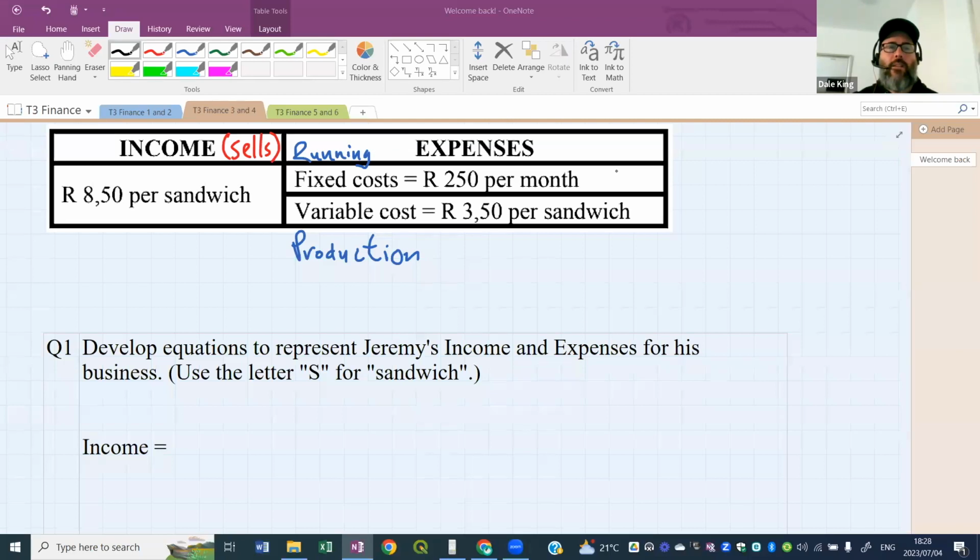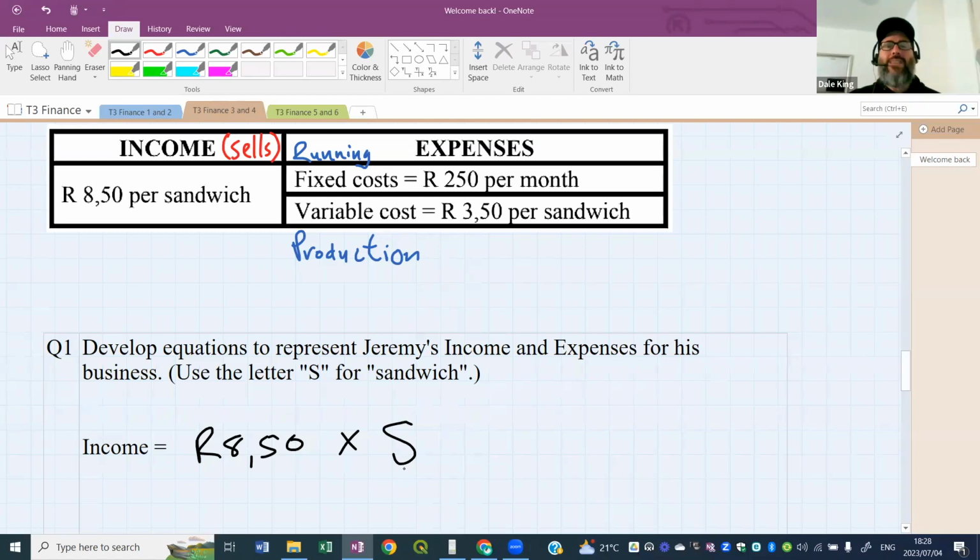Okay, sir, thank you for the hint. What I think is that the income is the number of sandwiches multiplied by the price that you're selling it by. Perfect. So Emmanuel's saying you take the price for a sandwich and then you multiply it by the number of sandwiches you sell. For sandwiches, we're using the letter S. Emmanuel, that is exactly what I wanted.